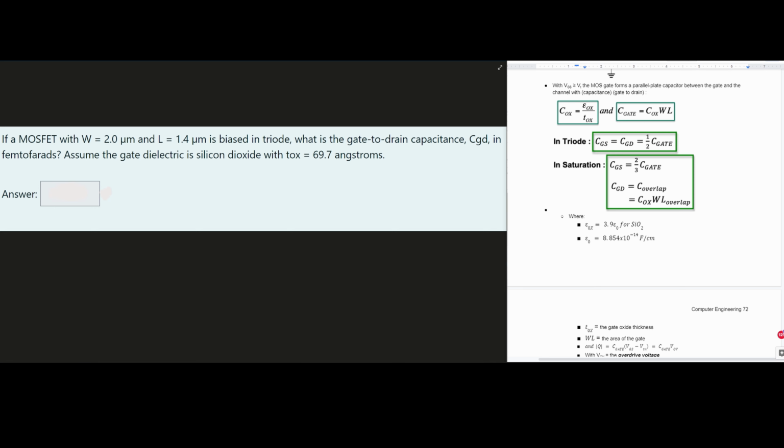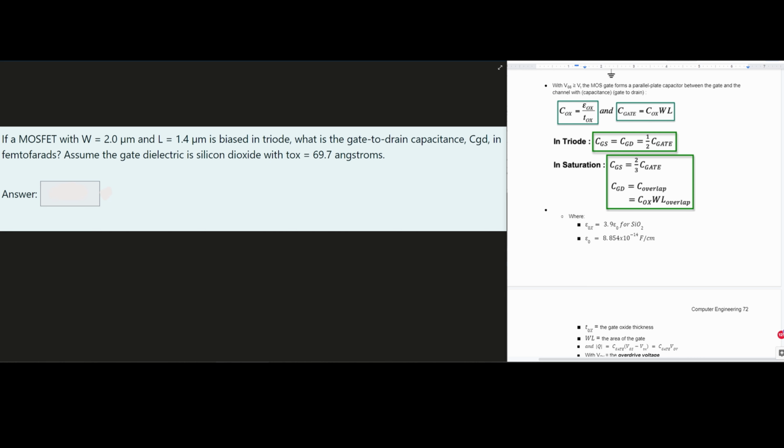For our question here, we have: if a MOSFET with W and L is biased in triode, what is the gate to drain capacitance, which is CGD, in femtofarads? We can assume the gate dielectric is silicon dioxide with a TOX of 69.7 angstroms.